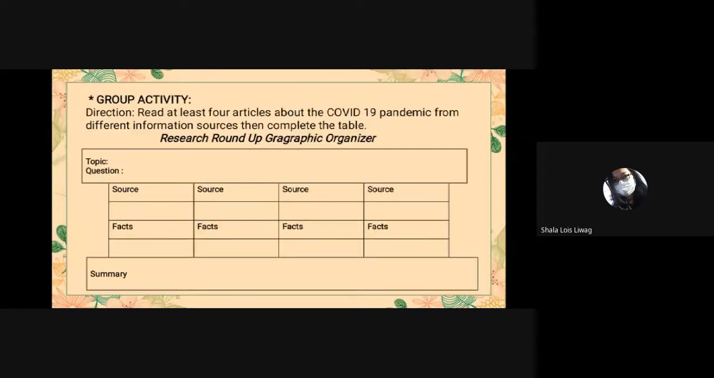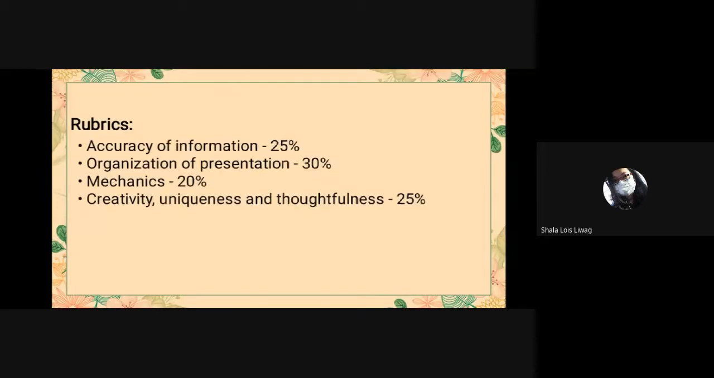So from pairs, this time we will work by group. Each group must have four or five members. In this activity, you're going to read at least 4 articles from the types of information we just discussed earlier. Then you're going to choose any topic about COVID-19 and fill out the research roundup graphic organizer. Then you're going to present it in the class after the given time. So here are our rubrics.